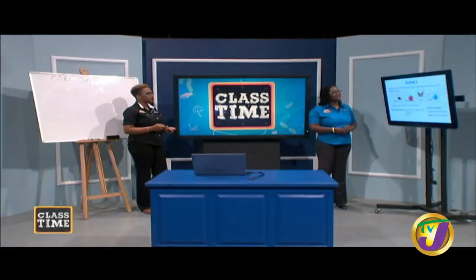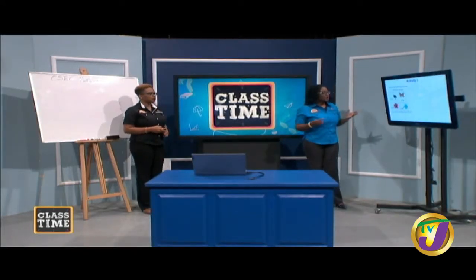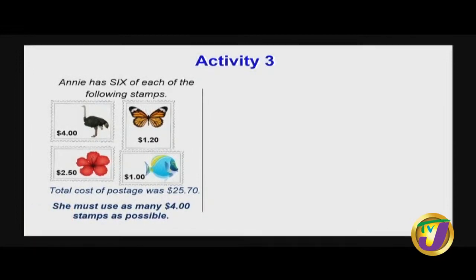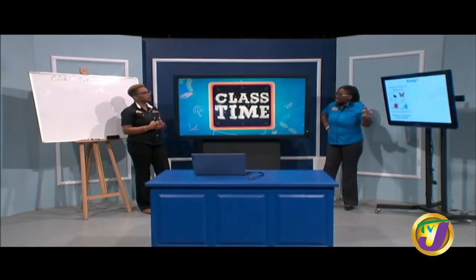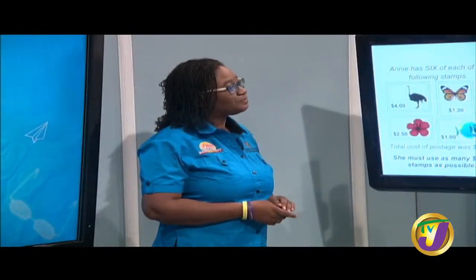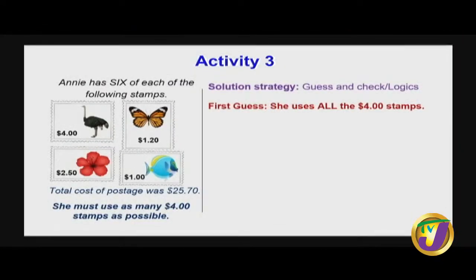All right, let's look at part B. We're told that the total cost for the postage is $25.70, but she must use as many $4 stamps as possible. Strategy? I think we need to guess. Guess how much she could use, and then do some checks and see if we can get that $25.70 that we need. That sounds like a plan. We're going to guess and check, and we're not just guessing, we're using logic to make our guess.